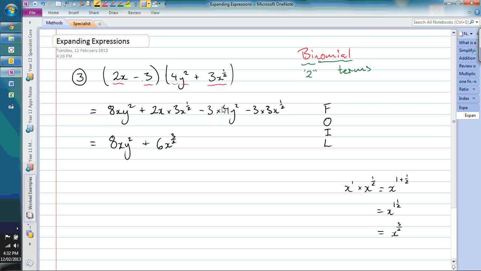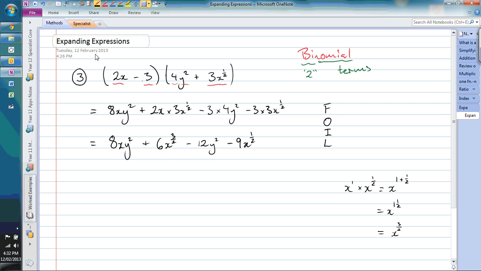Similarly, this next term, 3 times 4 is 12, and I've just got a y squared. And the last term, negative 3 times 3 is negative 9, and it's going to be an x to the half. Now, if all the question said was expand, this would be the correct answer. Okay, I can't simplify any of this any further. There's no like terms. Everything has different pronumerals.